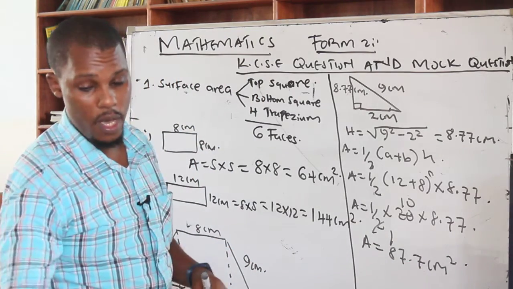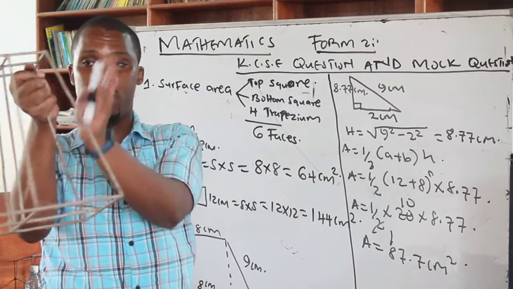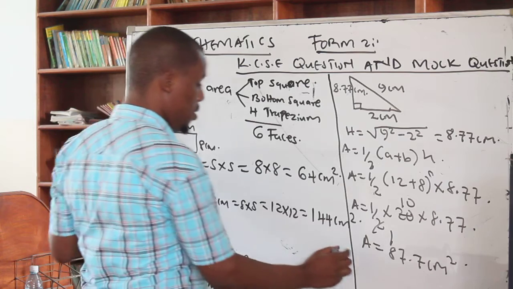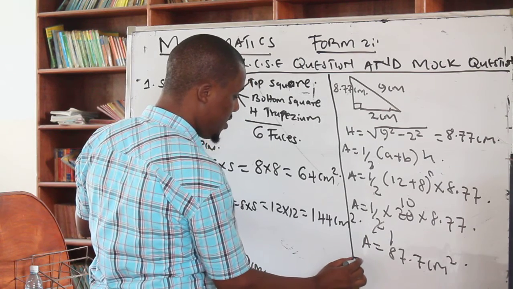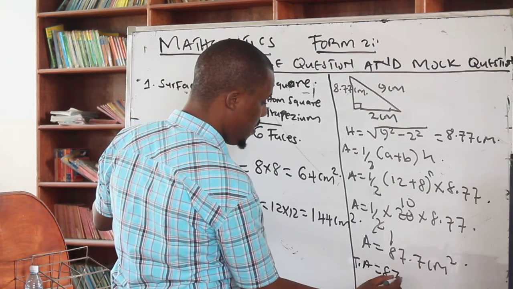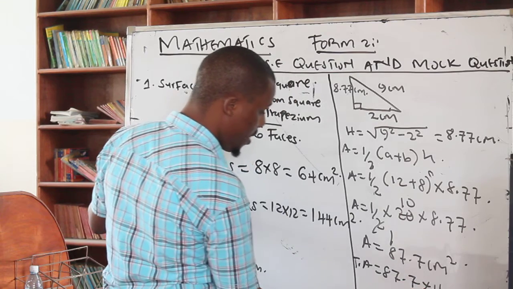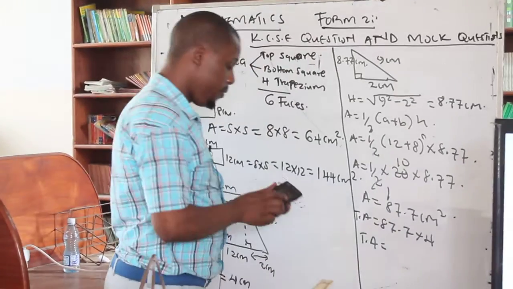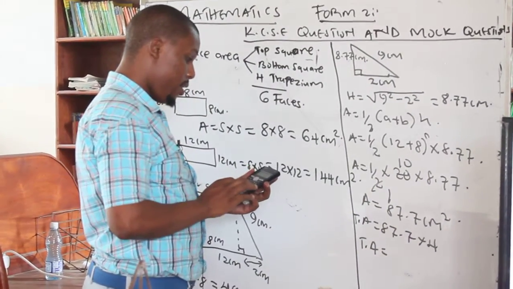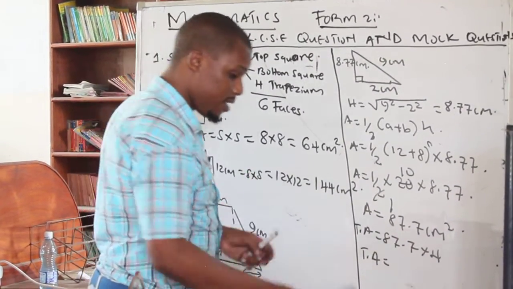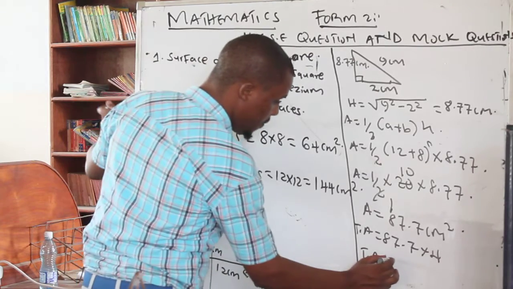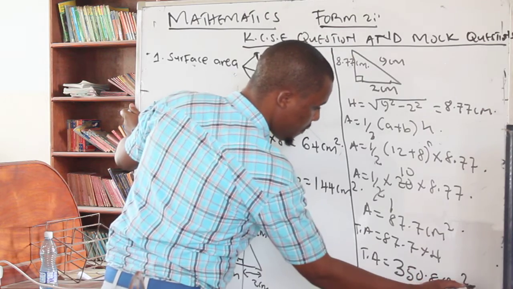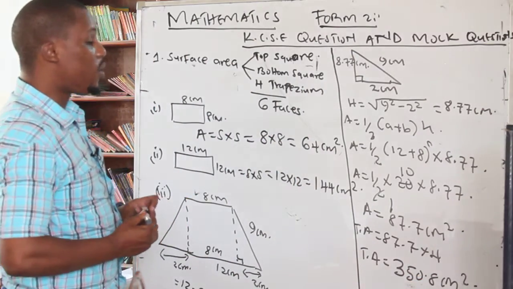Remember we said we have 4 of them. This one is similar to this one, and similar to that one. There are 4 of them. So the total area of the slanting edges is 87.7 multiplied by 4, which gives us 350.8 centimeters squared.